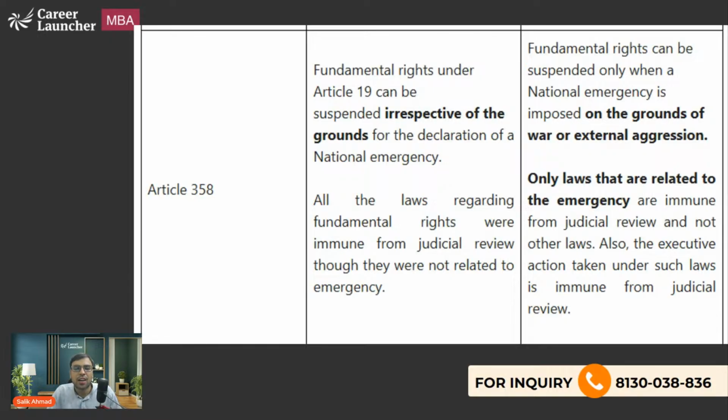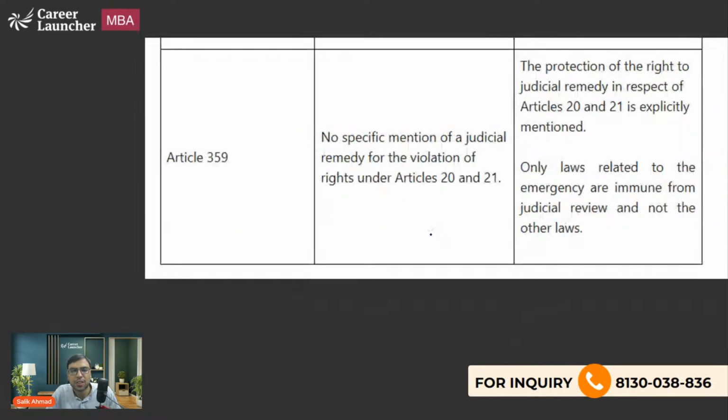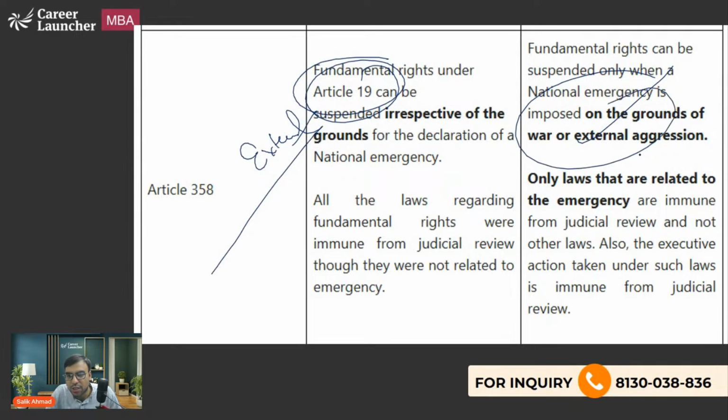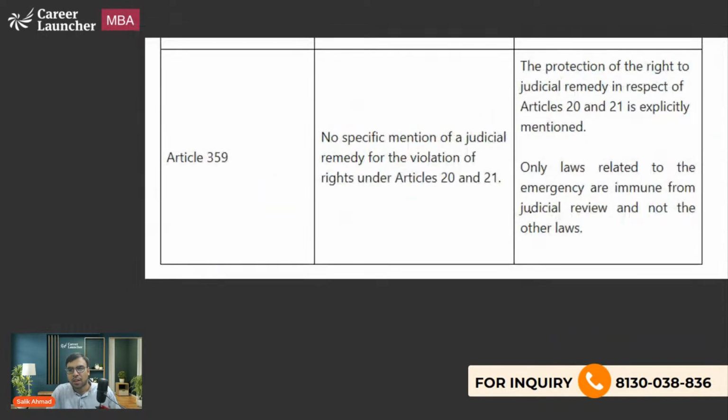Of course, Article 19 immediately gets suspended when the emergency is declared on the ground of external reasons, external emergency. That is what you should know. That is even today also. Yes, and regarding suspension, after the 44th Amendment, even if there is an emergency, whether it's external or internal, enforcement of Article 20 and 21 cannot be suspended.